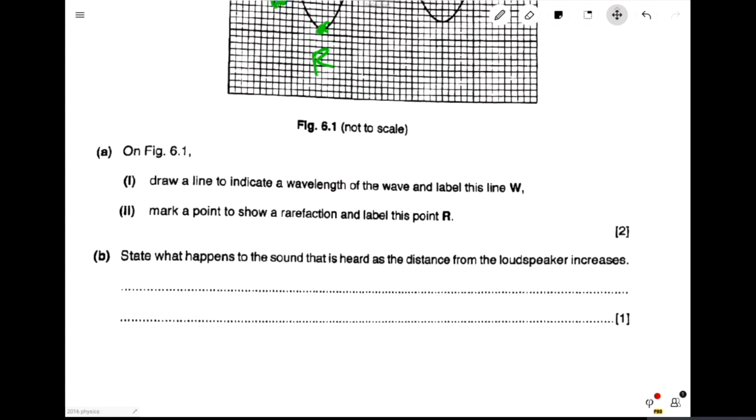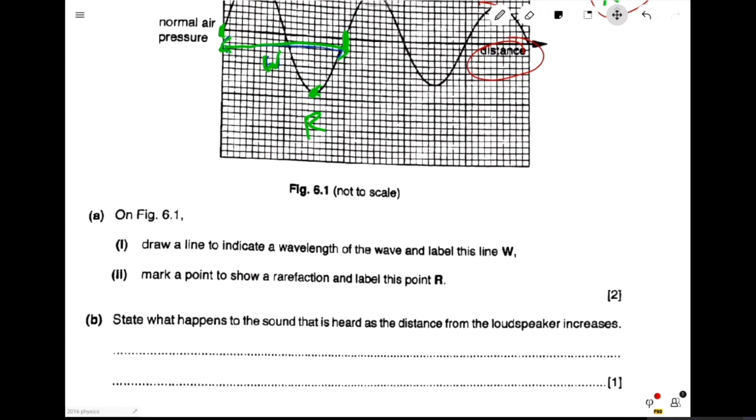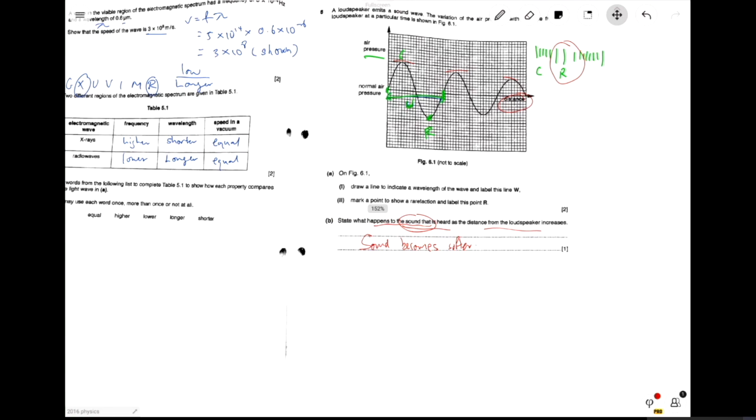Okay. Next. State what happens to the sound heard as the distance increases. As the distance increases, what happens to the loudness? The loudness decreases, the sound becomes softer. Now you have to use common sense to answer this question. Even if you don't know what the graph is talking about, what happens when you increase the distance? Softer, right? Don't be tricked. Next.